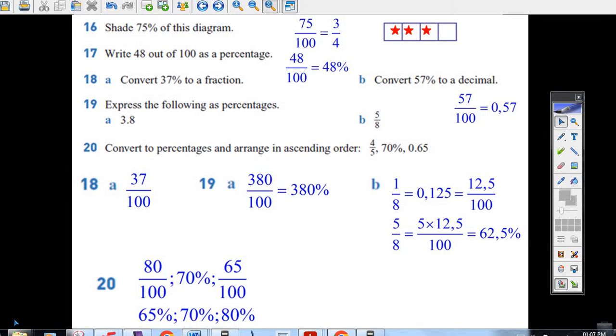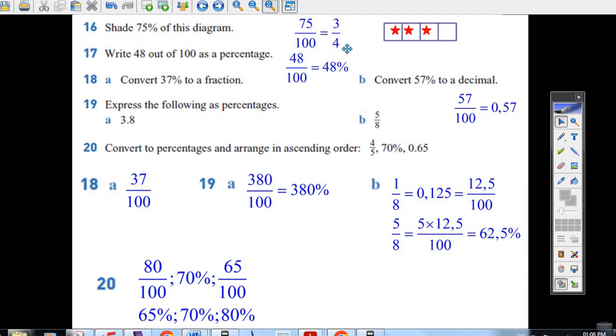Okay, question 16 to 20. I think some of them are pretty easy, really. Shade 75% of the diagram. Well, 75 out of 100, if I divide the top and bottom by 25, that's the same as 3 over 4. In fact, 3/4 of something is the same as 75%. Percent, that's what percent is about, dividing by 100.